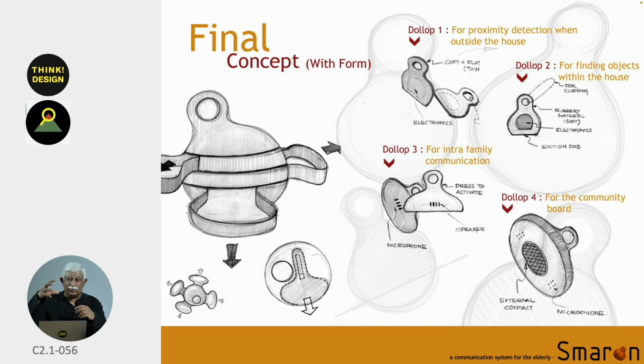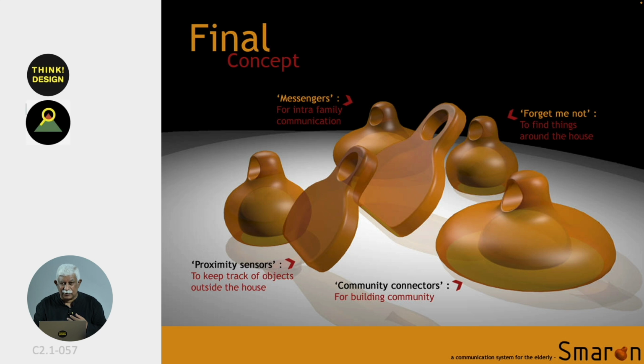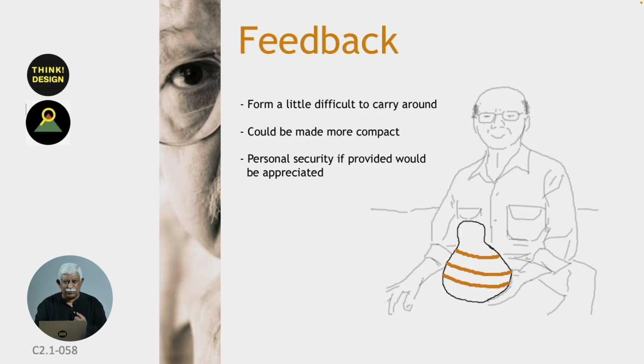So, they started thinking of all the devices which can actually go into these compartments. So, you had a proximity sensor. There was something to find objects within the house, for intra-family communication, and for community board. They put form into it. You can see that is the community connector, proximity sensor, forget me not, messenger. They all made such that they are all part of the system. It has got electronics and sensory devices inside to make it happen. The technology is not too much.